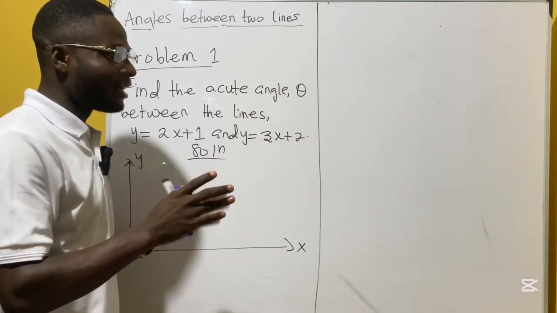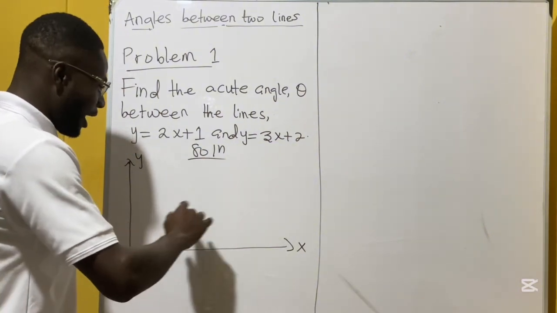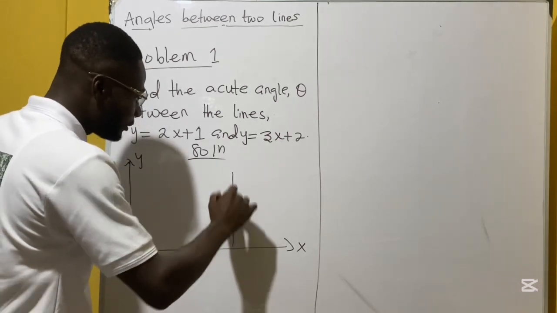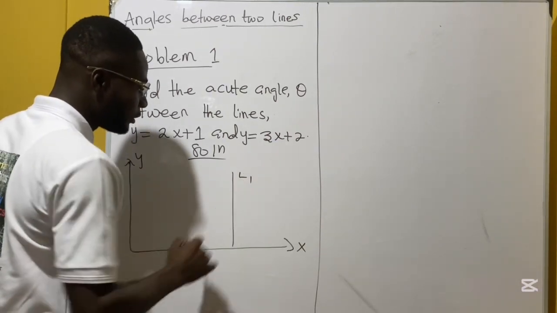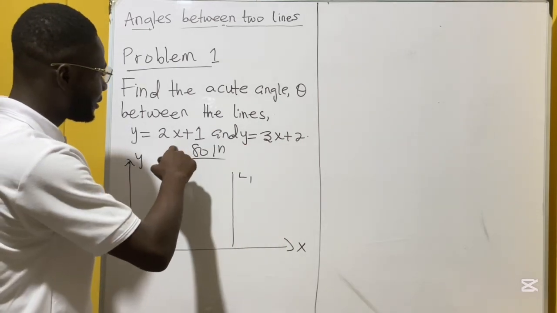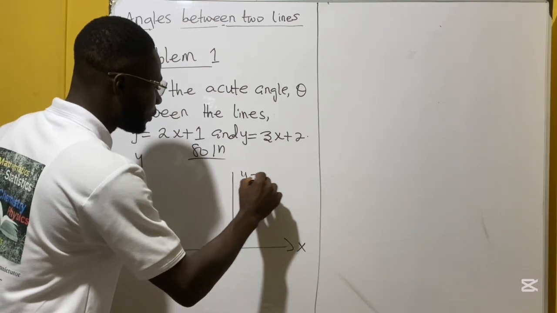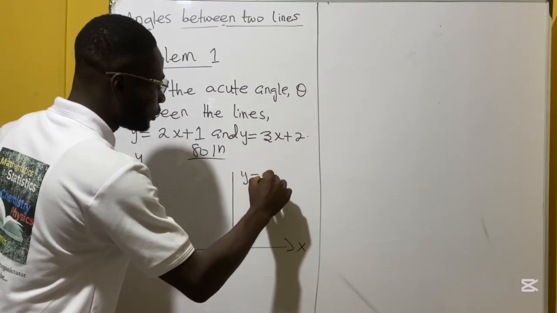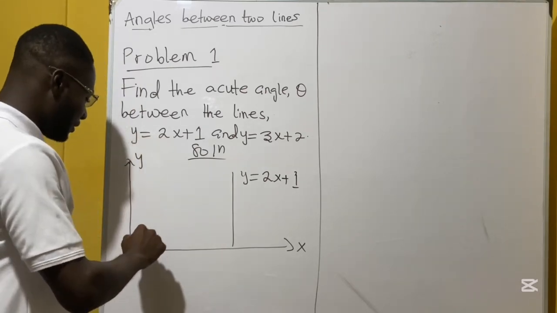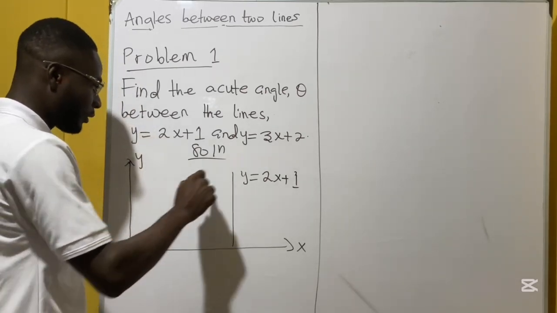It's not abstract. Okay, so we have our line 1 here, so L1, okay? And L1 has this equation. So we have y equals 2x plus 1, right? Now, this is our line 2, okay?